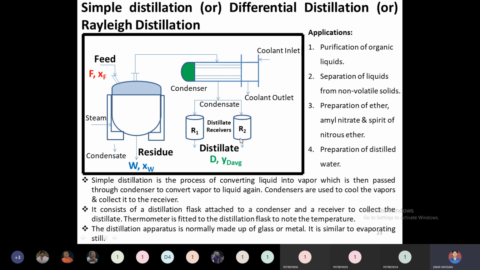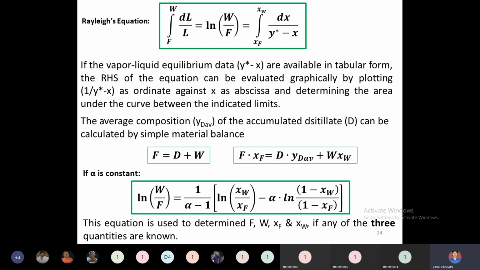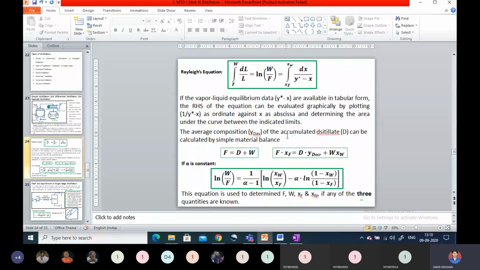Then this is about the simple distillation column. For the simple distillation column, an author named Lord Rayleigh derived the equation assuming a differential approach. What does that mean? Using the differential approach, he provided the mass balance or mole balance for the simple distillation column. We will see what this mass balance with a differential approach looks like.